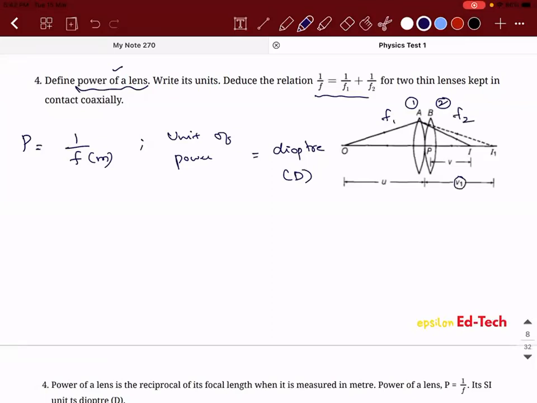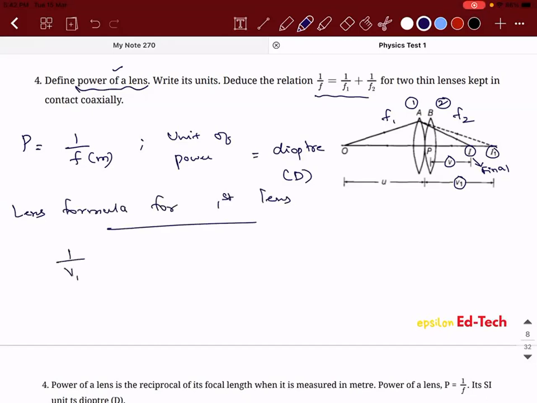So v1 is where the image due to the first refraction is taking place. This image behaves like the object for the second refracting surface, and the final image is formed at a distance v. If you apply the lens formula for the first lens, you get 1 by v1 minus 1 by u1 is equal to 1 by f1, which implies 1 by v1 minus 1 by u is equal to 1 by f1. Let me call this equation number 1.